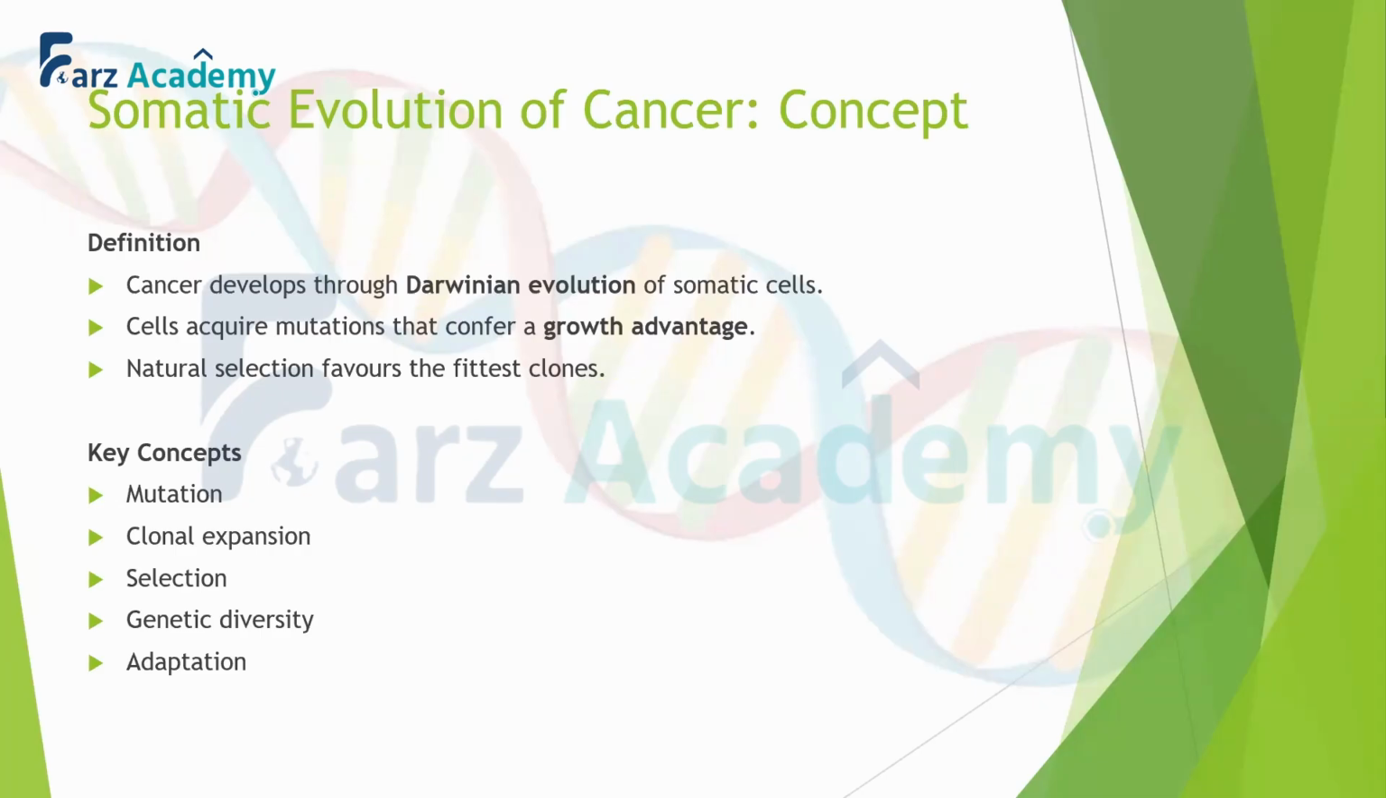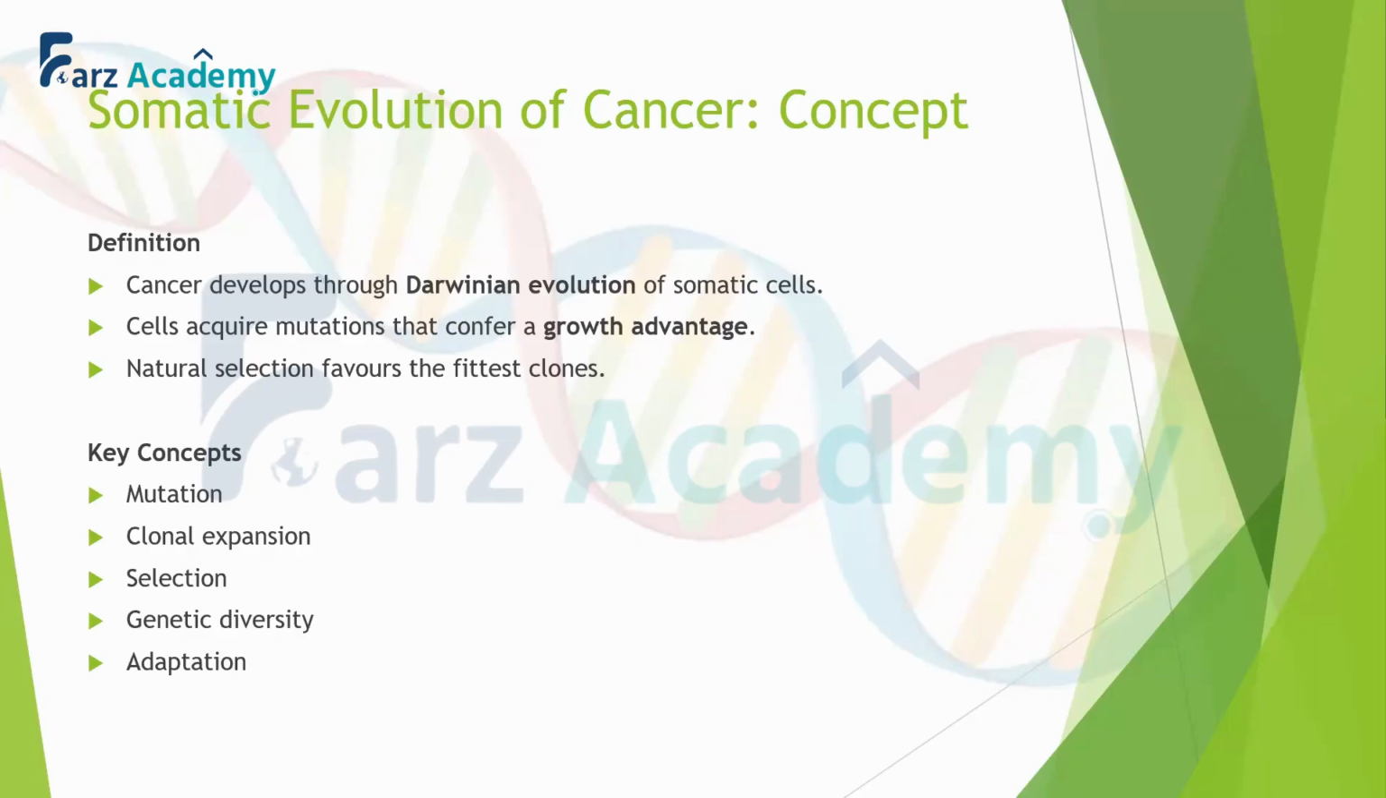So what is somatic evolution? Mainly cancer develops through the Darwinian theory. So what is the Darwinian theory? It says that survival of the fittest, right? So there is Darwinian evolution of the somatic cells. So cells acquire mutations that confer a growth advantage to them compared to the other cells. This results in a natural selection favoring the fittest cells. So these cells which have a growth advantage dominate the other cells, and then there is excessive proliferation of these cells. That's the basic theory of the development of the cancer cells.